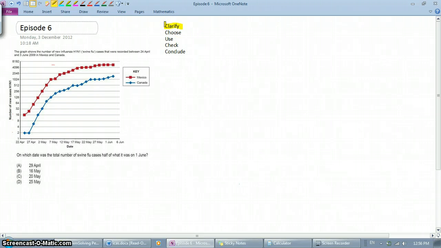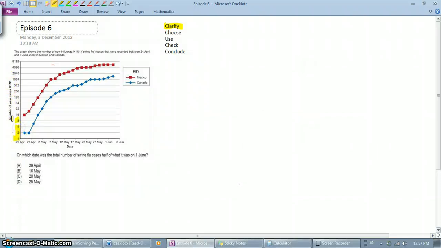Clarify the question. The graph shows the number of new influenza H1N1 swine flu cases that were recorded between the 24th of April and the 3rd of June 2009 in Mexico and Canada. Then we get a graph. So we've got Mexico and Canada. On the y-axis, it's got the number of new cases.